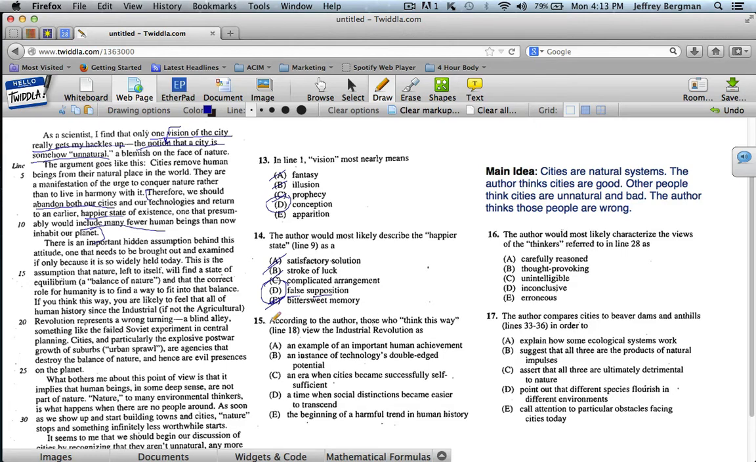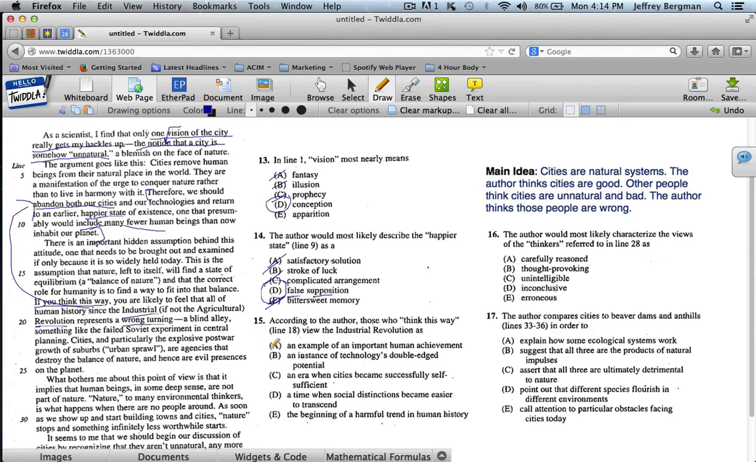Question 15. According to the author, those who think this way, line 18, view the Industrial Revolution as. Okay, line 18. If you think this way, now what way? And that way is what he's just been talking about. He's still talking about people who don't like cities. If you think this way, you would feel that all of history since the Industrial Revolution represents a wrong turning. So you think it's bad if you think that way. The author doesn't agree with it.